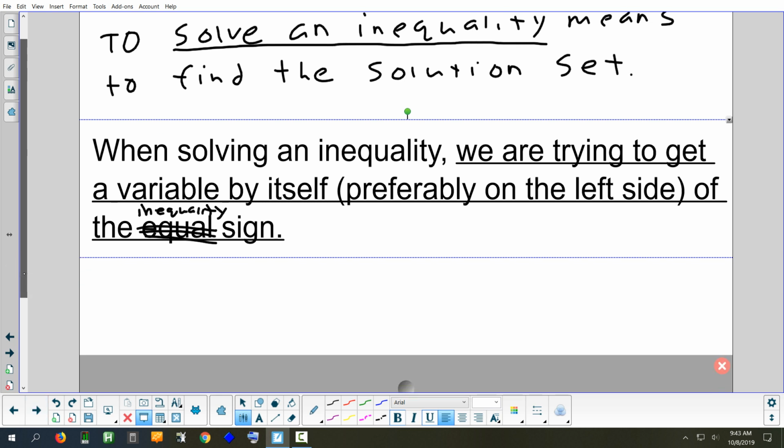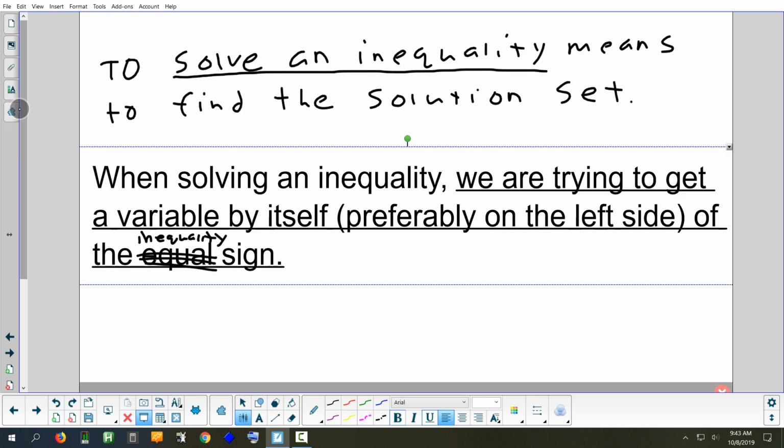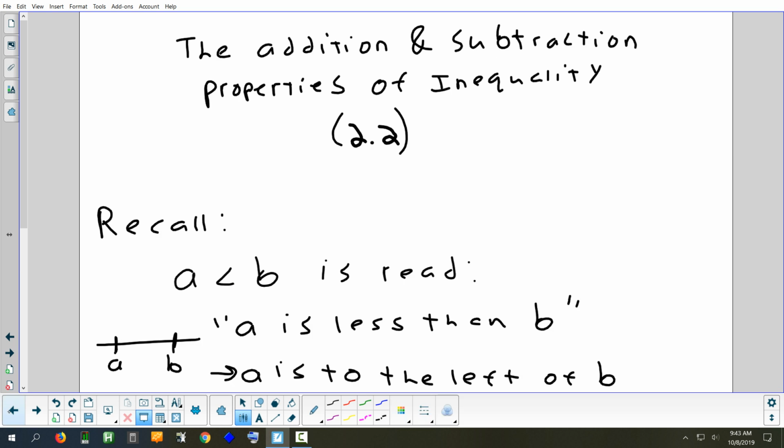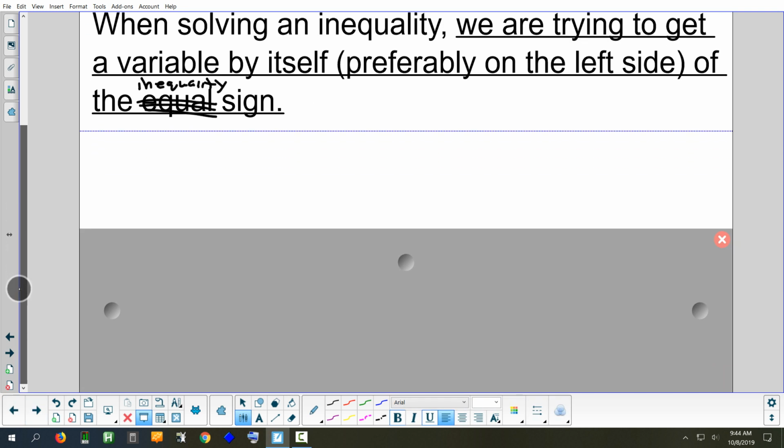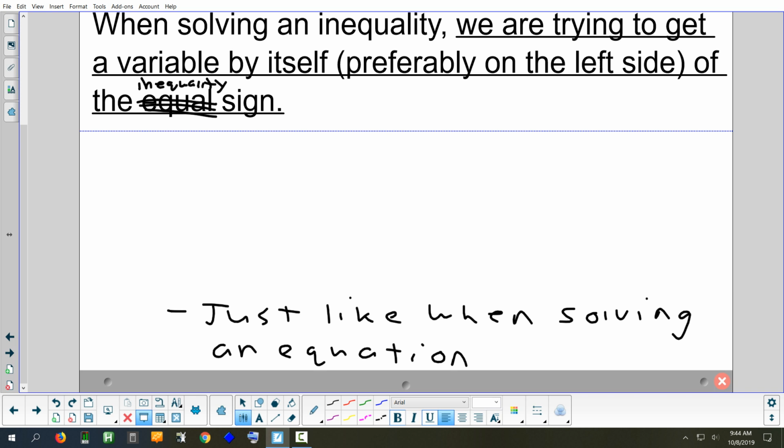Okay, but that's the goal. We're going to get the variable by itself. Now, if you looked at the title, today we're going to be doing two things to get the variable by itself. You're either going to add to both sides or you're going to subtract. And this is going to work just like when you're solving an equation. So you don't have to write that down. I'm just telling you that it's exactly the same as when you're solving an equation.